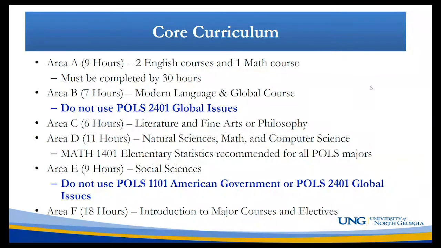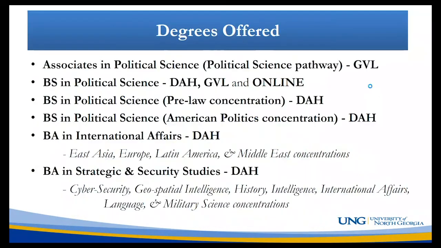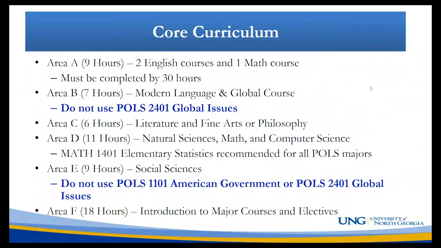They are required for your major, so they cannot go to the core curriculum, because remember, you can only use them in one area. Area F is going to be introduction to your major courses and electives. Area F is where you take most of the courses related to your particular major. And like I said, you have to plan accordingly and make sure that PULS 1101 or 2401 are not used in areas B or E.